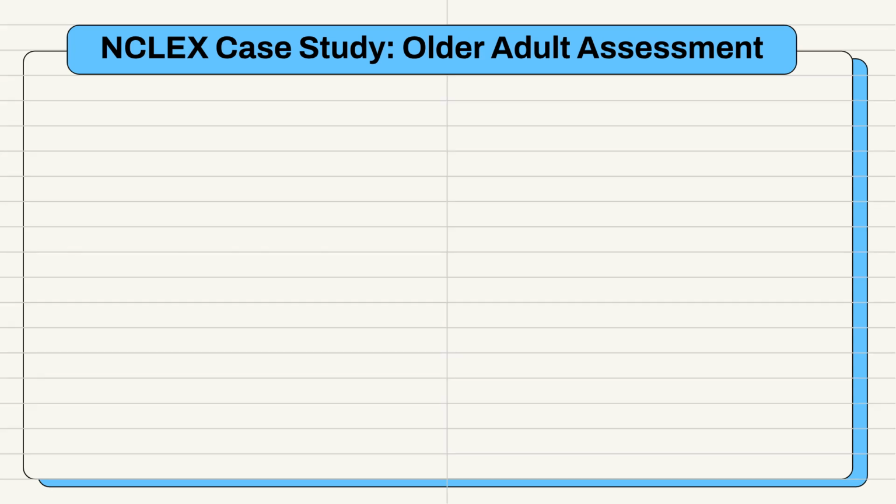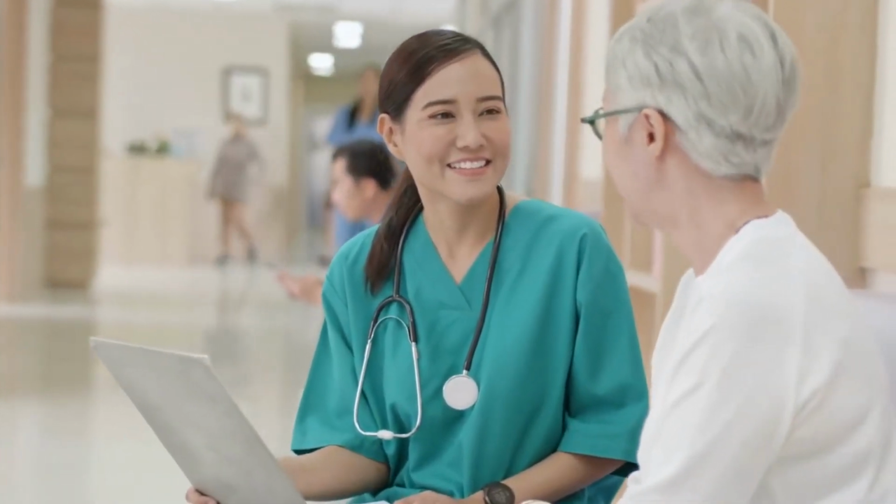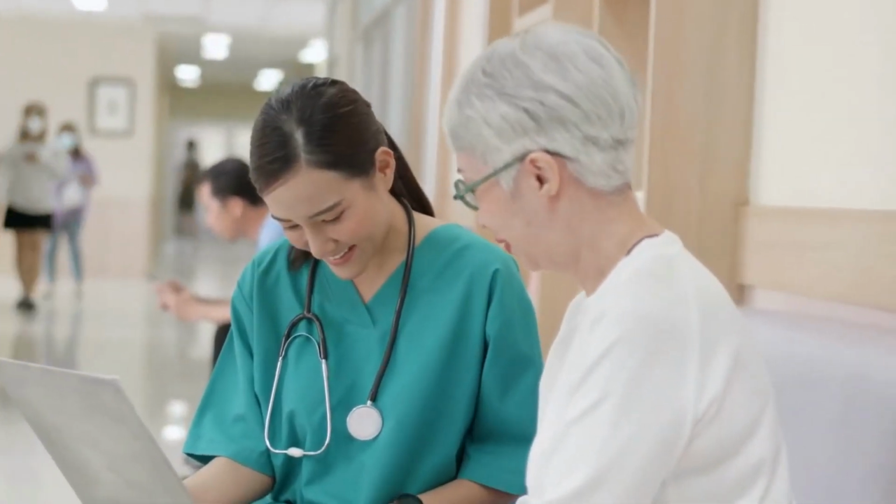Imagine you're assessing an older adult patient, and their chart states, "age-related changes." What do you look for? Let's dive into a case study to sharpen your clinical reasoning and nail this NCLEX-style question. Meet Mrs. Jones, a 72-year-old patient here for a comprehensive physical exam. Let's apply the ADPIE framework to assess her age-related changes.